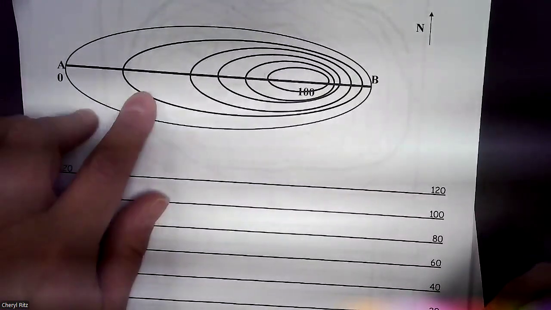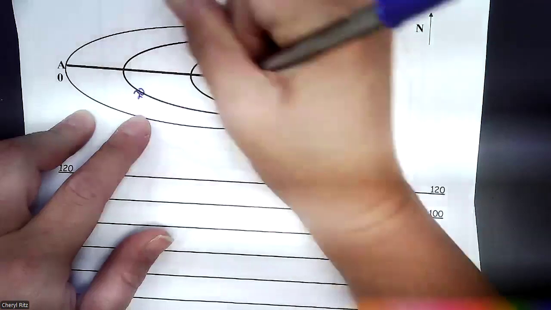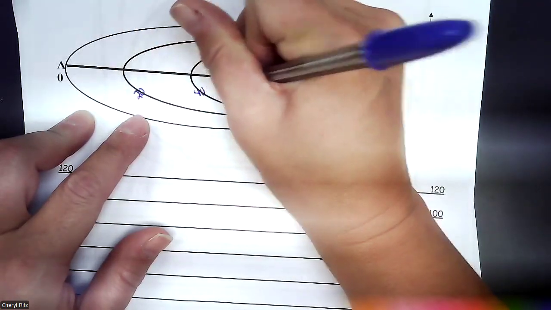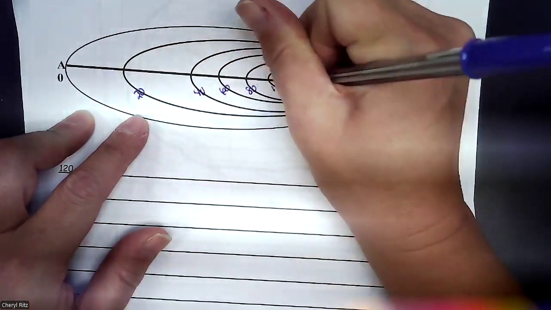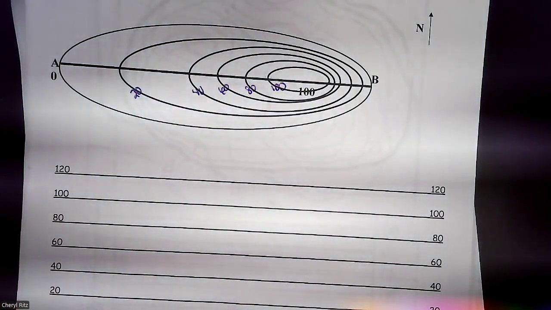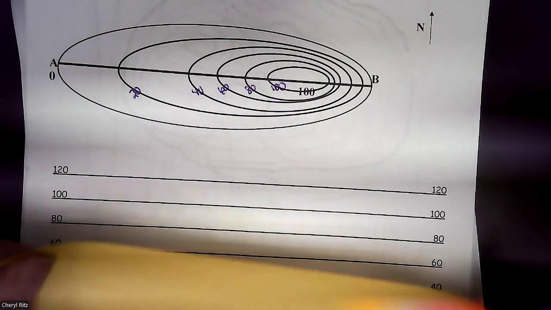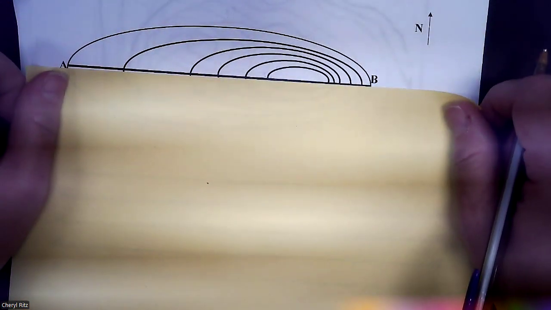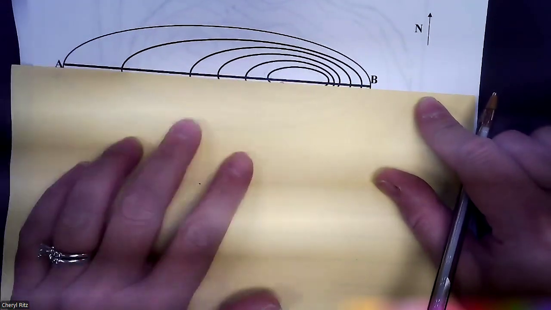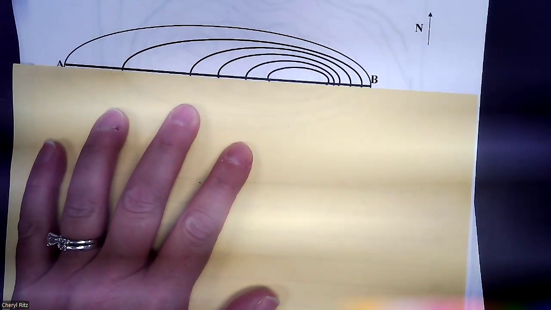So 0, 20, 40, 60, 80, 100. But there's a problem with how I just did that. Step 2 says to place your scrap paper along the line to be profiled. So I'm going with A to B. What's wrong with the way I already labeled my lines? I just covered them up. It was useless to label them down there.